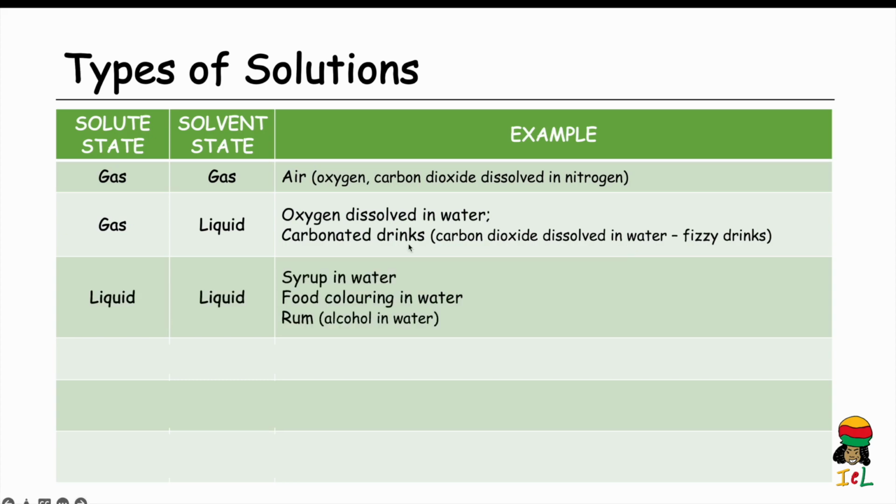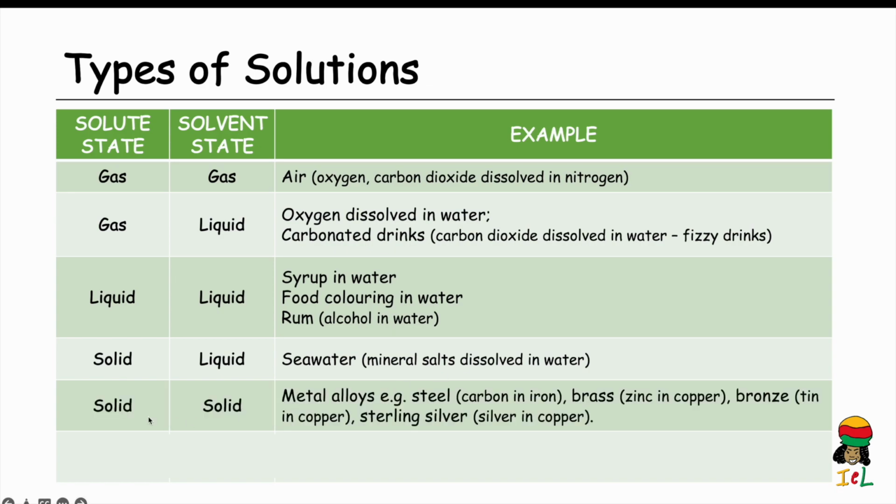There's also the liquid in liquid solutions. Examples include syrup in water, and as we saw in the video, food coloring in water. There's also rum, which is a mixture of ethanol in water, and note that ethanol is an example of an alcohol. We have the solid in liquid solutions. Examples, seawater, where we have mineral salts dissolved in the water, and as we saw in our video, just simply dissolving table salt in water is also an example of a solid in liquid solution.